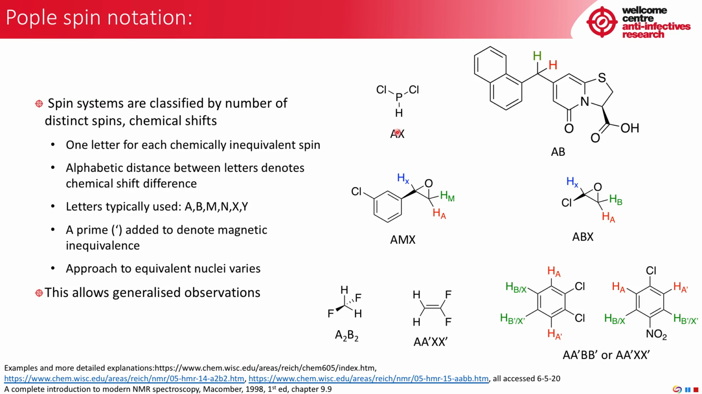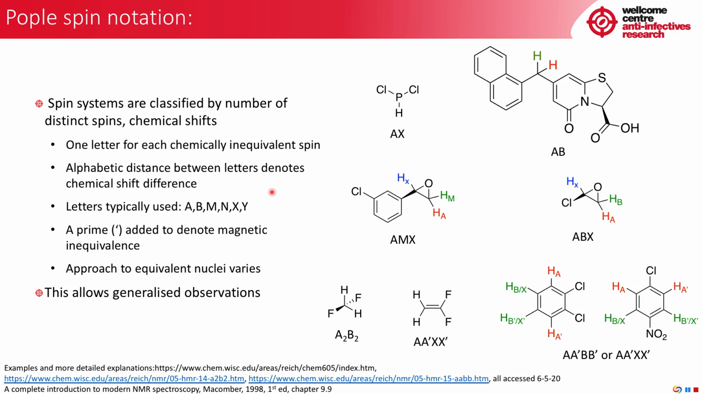If we go back to this old example here, these two diastereotopic protons are coupled to one another. They are different, but their chemical shifts are not very much different. And so this would be an AB system.